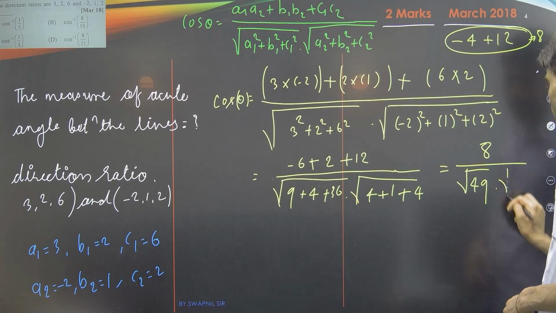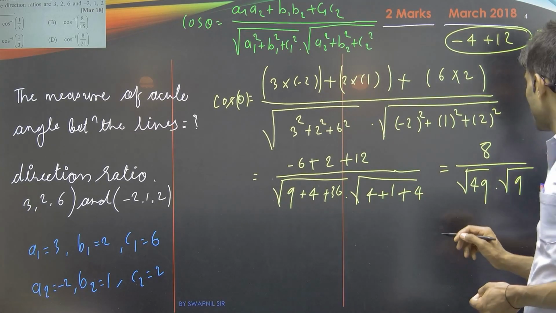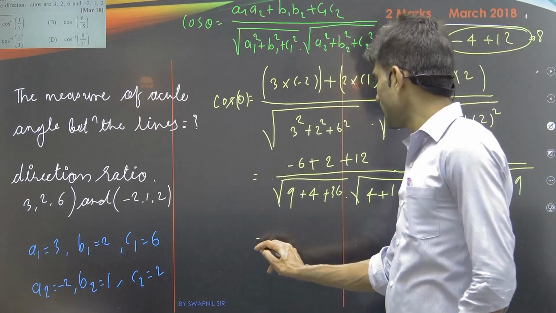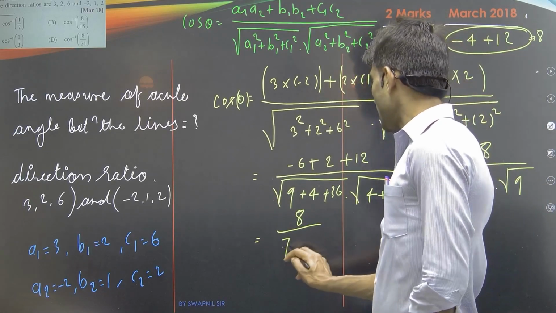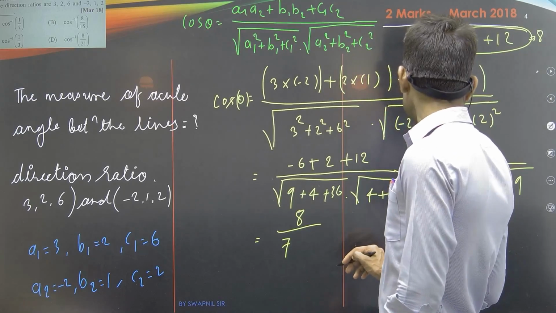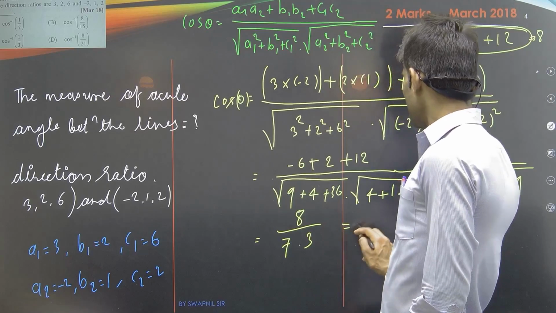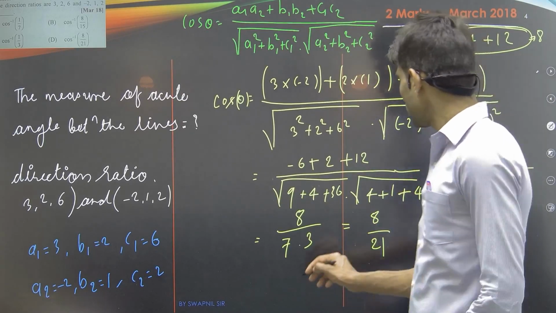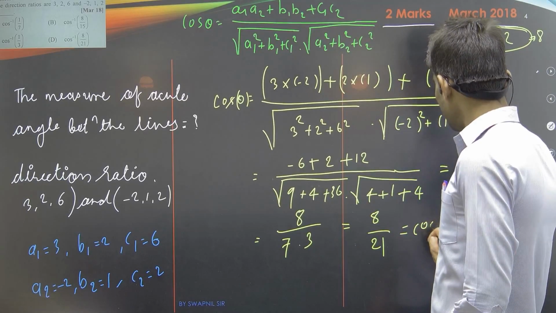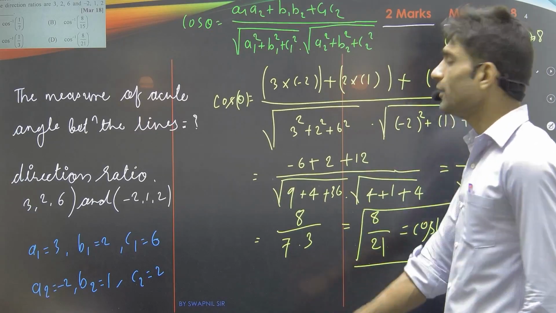So we'll take it later. So 4 plus 1 plus 4, that means again under square root of 9. So we get the next step as 8 divided by the square root of 49, which is a perfect square, 7, and again the square root of 9 gives us 3. So 8 divided by 7 3s are 21. So this one is the value for cos theta, which is 8 by 21.